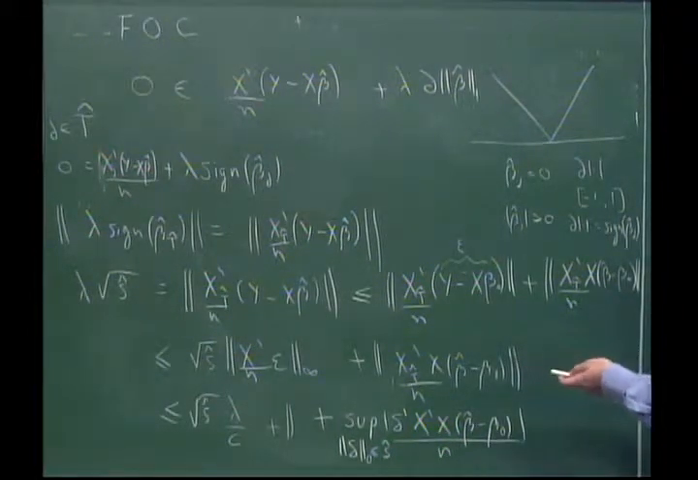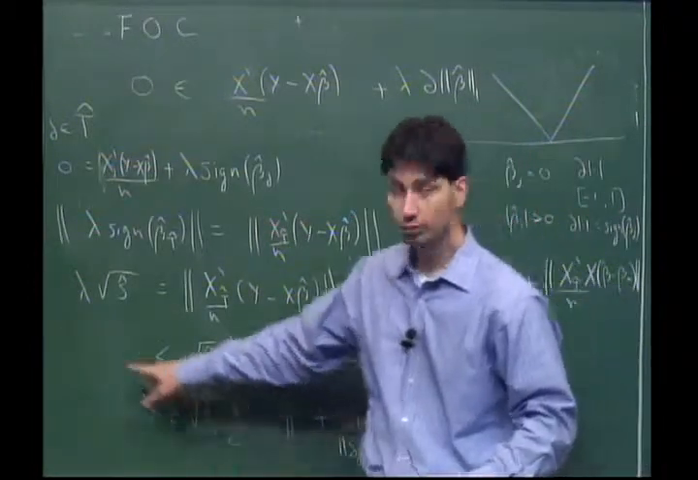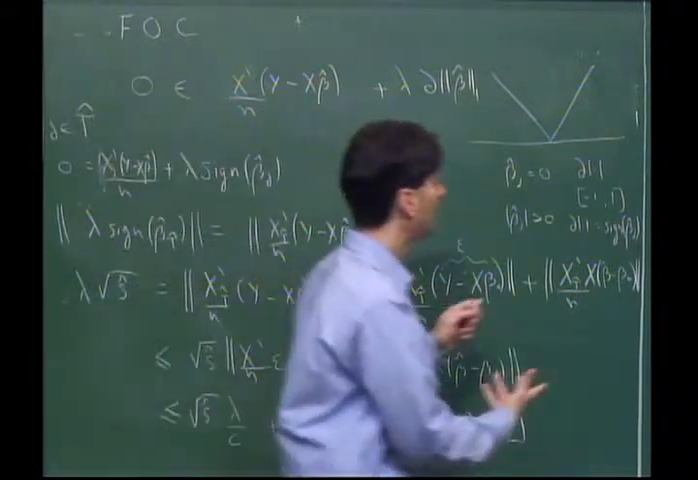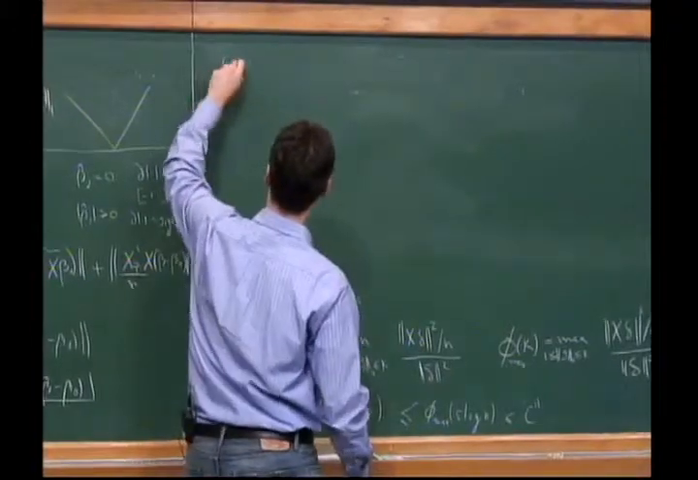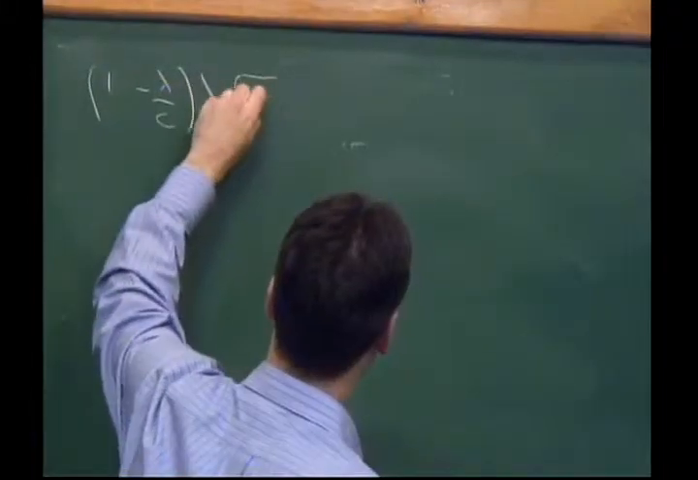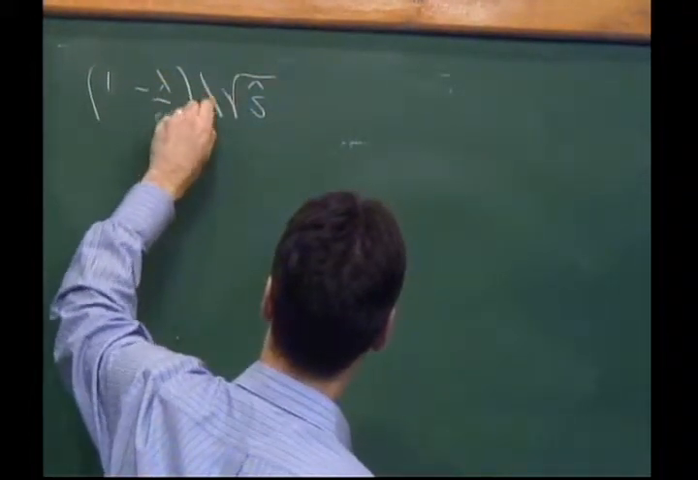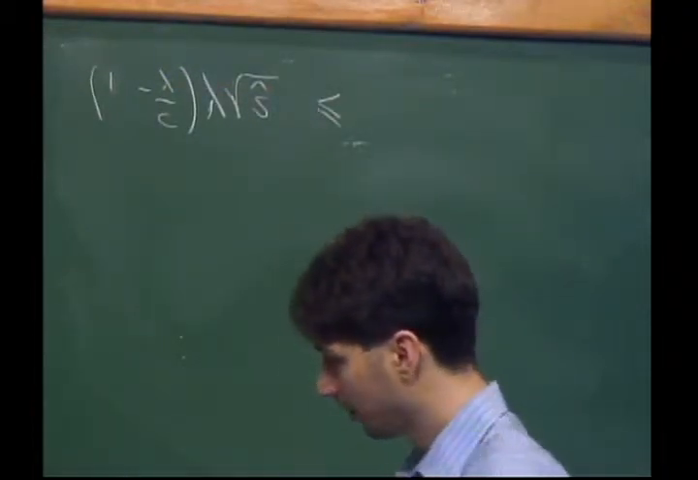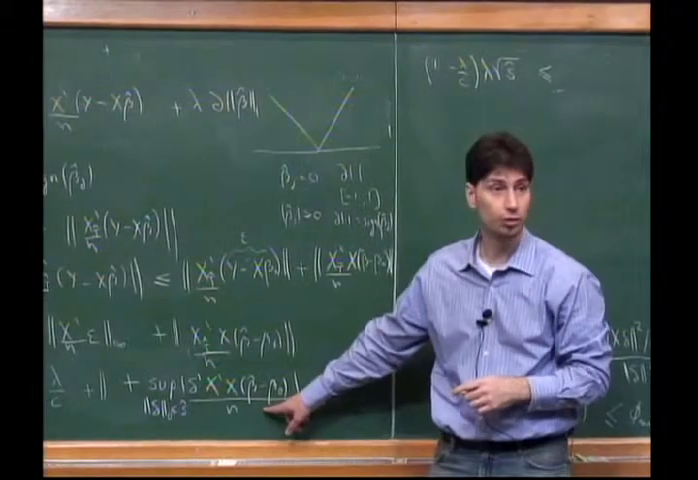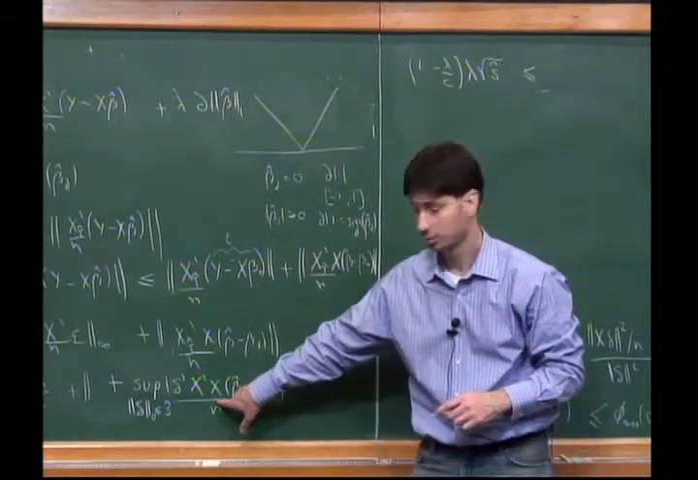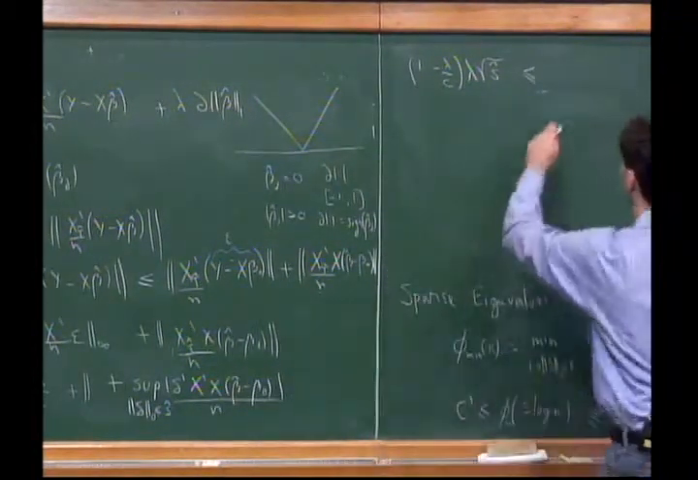So this term, I'm going to take to the other side. I have lambda, I have lambda over C. So that is the crucial event to guarantee that you can obtain a nice bound for S hat. And now the other term. So here I'm going to do Cauchy-Schwarz from this vector to the other vector.